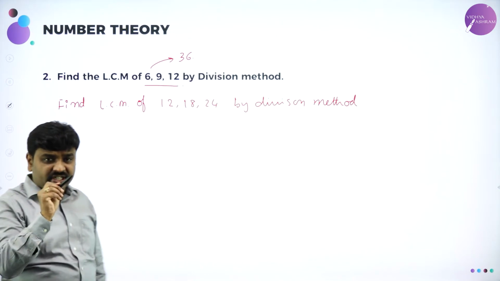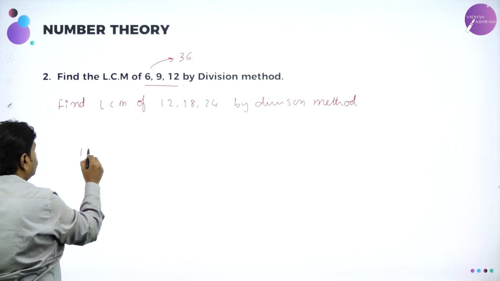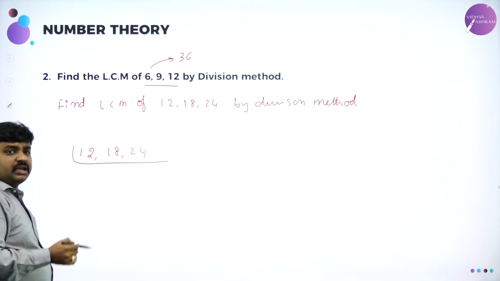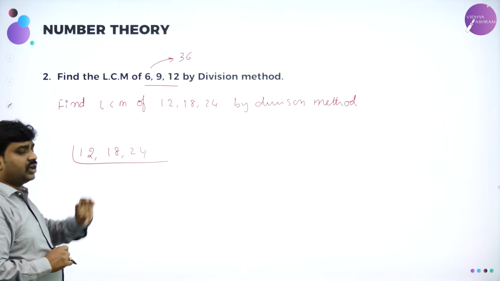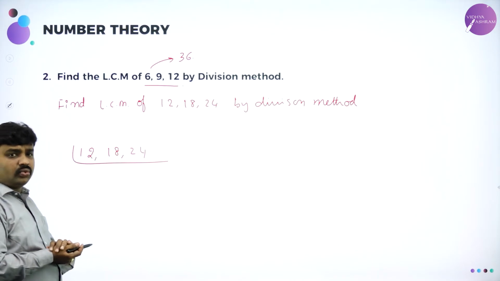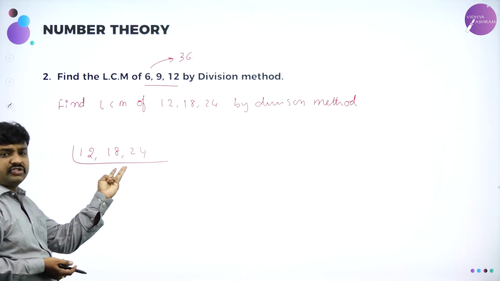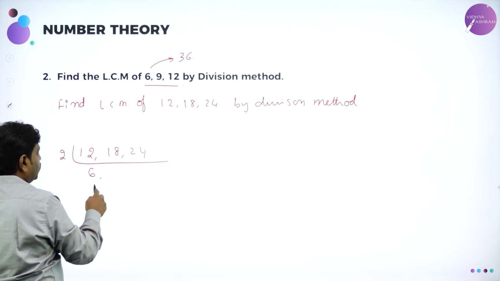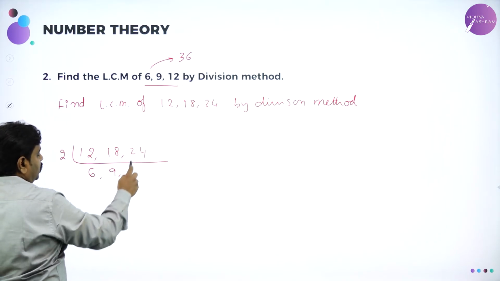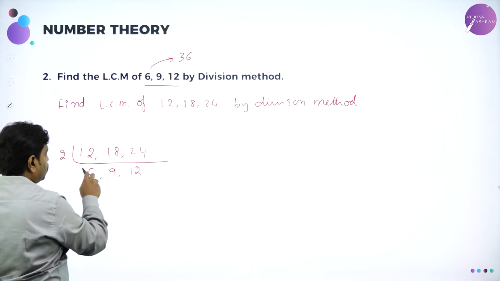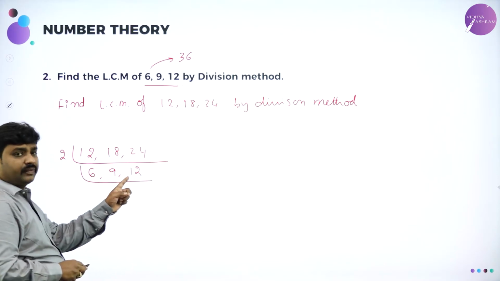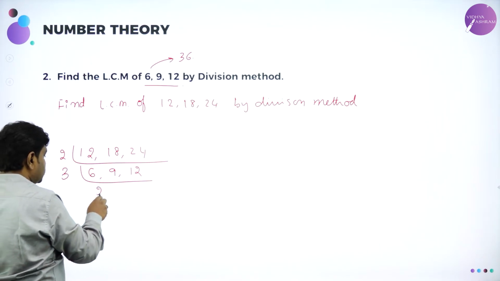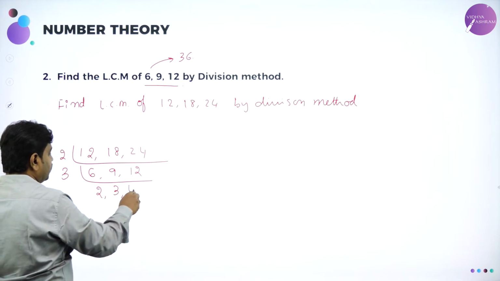Division method means what? First write the numbers in a horizontal row, 12, 18 and 24, and check whether they are divisible by any prime numbers like 2, 3. All 3 numbers are divisible by 2 or 3. You can select any one. I'll start with 2. 2 6s are 12, 2 9s are 18, 2 12s are 24. Now 6, 9 and 12, all 3 numbers are divisible by 3. So 3 2s are 6, 3 3s are 9, 3 4s are 12.